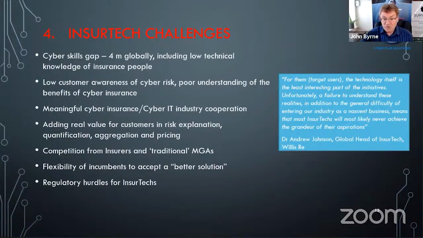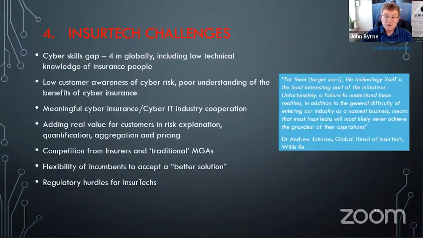And you've got to acknowledge that there is competition from insurers and traditional MGAs also, because a lot of the people who are providing these policies are traditional insurers or MGAs. The last 2 points I make on challenges are flexibility of incumbents to accept a better solution, by which I mean convincing somebody that you have a better mousetrap than they do is always a challenge. And insurtechs who seek to compete with insurers will have that problem. And there is no doubt a regulatory hurdle for insurtechs.